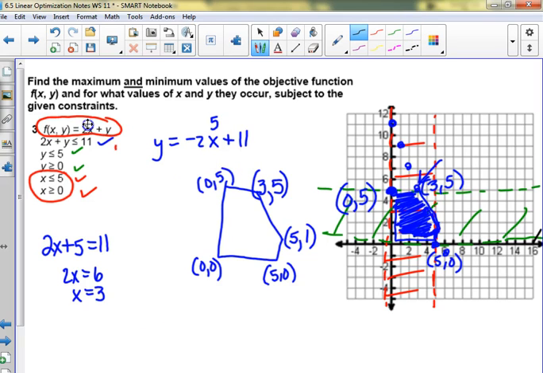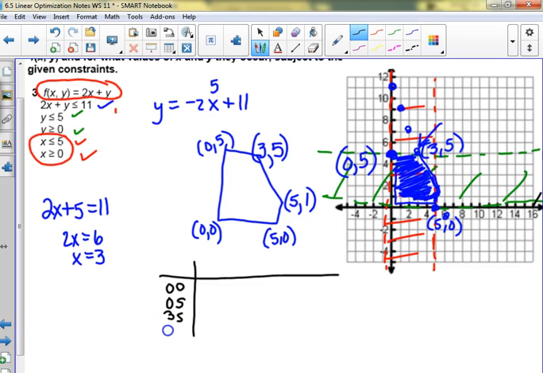Okay. Now we've got to put them all in this guy. You know what they do, they make a little chart. They list them all: 0, 0; 0, 5; 3, 5; 5, 1; 5, 0. And then they put them all into, what was our equation? 2x plus y. Well, this one's going to be 0. This one's going to be 5. That's going to be 2 times 3 plus 5 is 11. 2 times 5 plus 1 is also 11. Did someone get that?